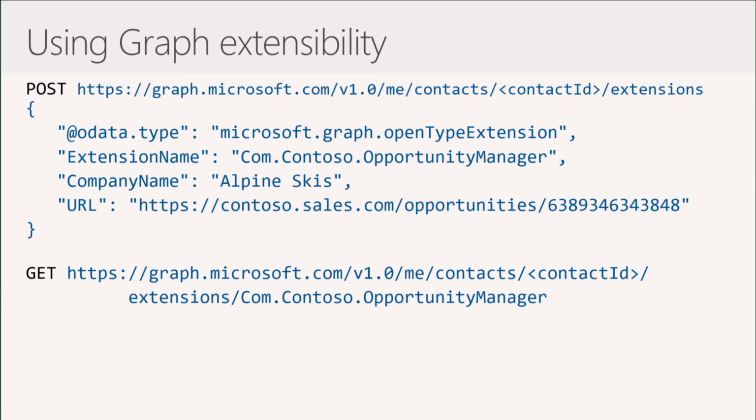When I want to get that data back, it's really very, very simple indeed. I just use that extension name as the key into the extensions collection, and I'll get those two properties back in the response. I'll just get a simple JSON packet with company name and URL. So drop dead simple to put a link back to your data in there.